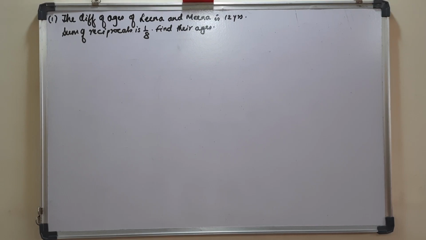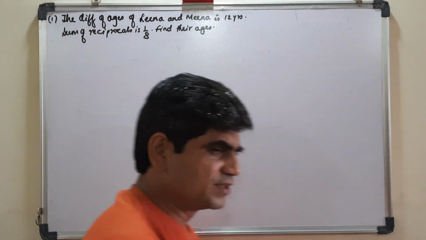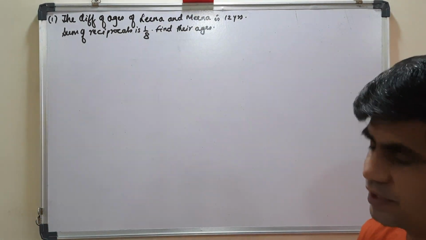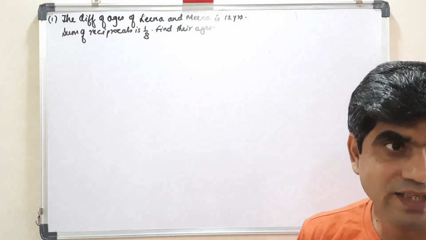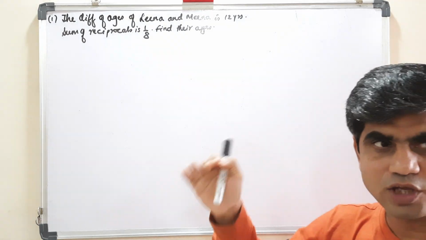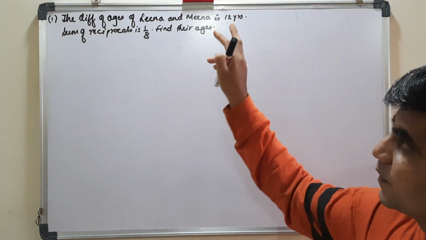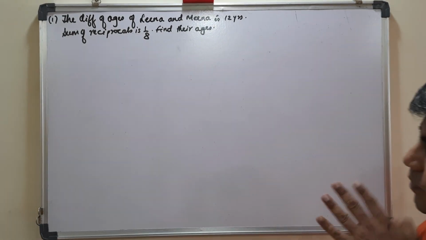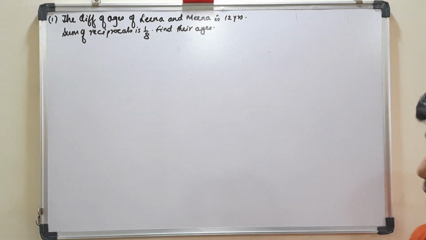Welcome back. The question which I have written on the board already says the difference of ages of two girls, Lina and Mina, is 12 years. Find their ages. That means obviously they are talking about today's age. And the condition says that the sum of the reciprocals of their ages is 1 by 8. Okay.